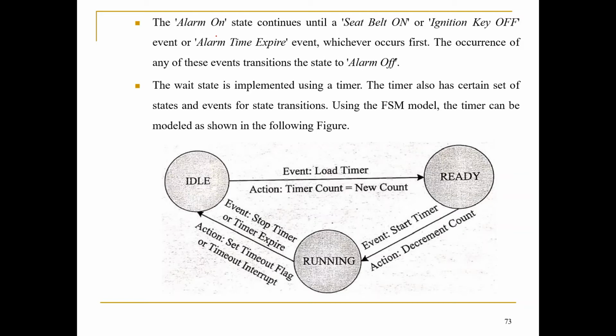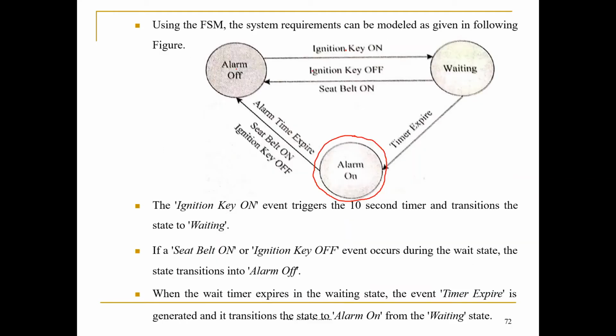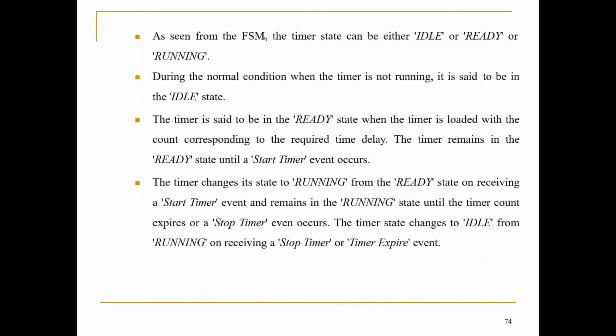This is for the previous one. The wait state is implemented using a timer. The timer also has a certain set of states and events for the state transition. Using the FSM model, the timer can be modeled as shown in the following figure. So using the FSM, the system requirements can be modeled. As seen from the FSM, the timer state can either be in the idle state, ready state, or in the running state. During the normal mode, when the timer is not running, it is said to be in the idle state. Well known things.